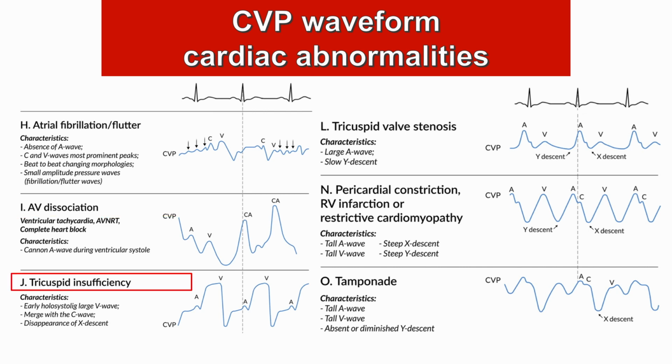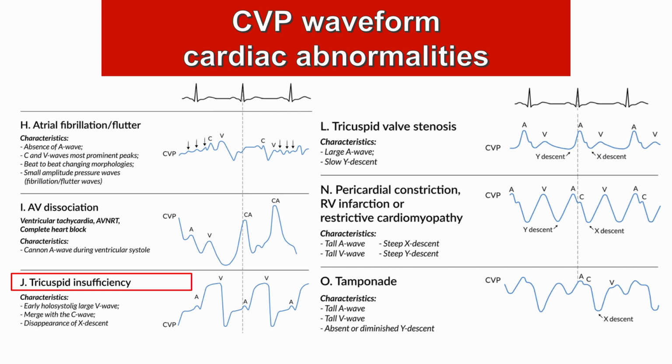Another one that can be seen on a CVP waveform is tricuspid insufficiency. So that is when our tricuspid valve doesn't close properly, and there's going to be access for backflow. So when our ventricle contracts, instead of the blood going forward to the lungs, some of it's going to go back into the right atrium. So of course that's going to increase the pressure in the right atrium, and the CVP is going to show a positive waveform. So how do we see that?